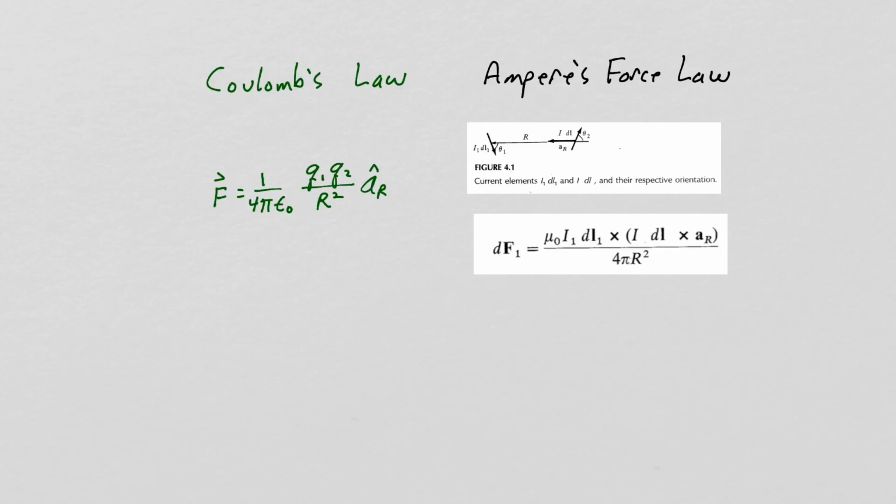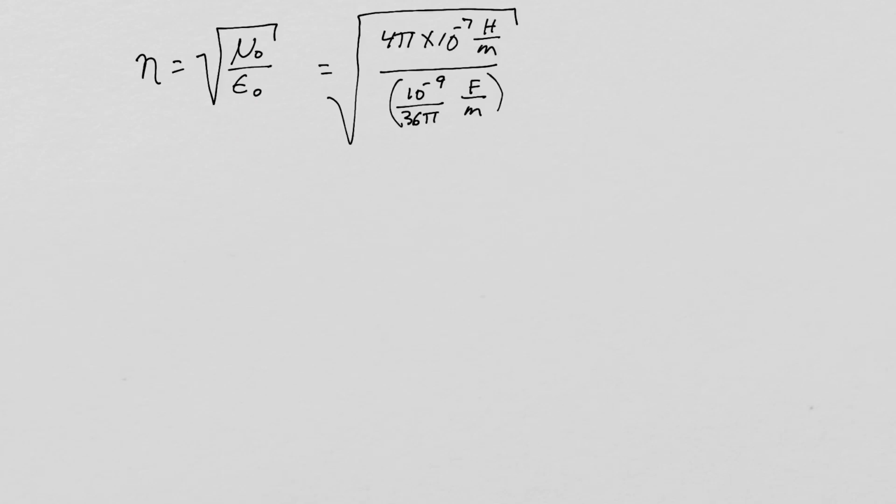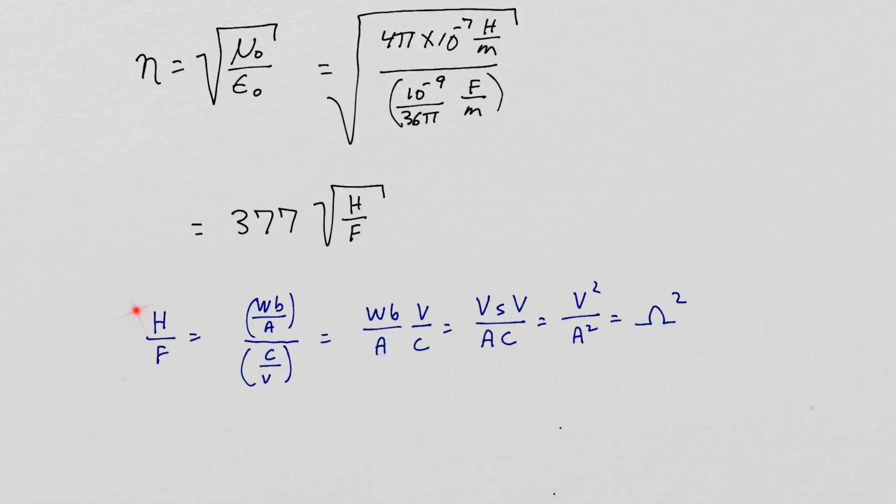Let's calculate the intrinsic impedance of free space. I've substituted the permeability of free space and the permittivity of free space, which results in 377 square root of henries over farads. So we can see that a henry over a farad is just an ohm squared. So the intrinsic impedance of free space is 377 ohms.